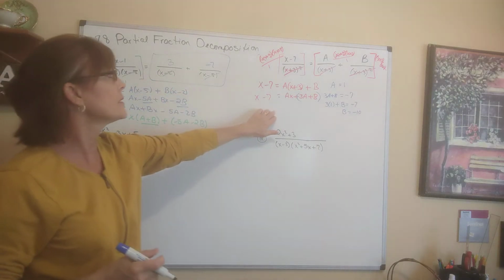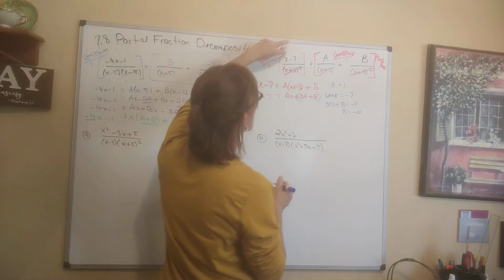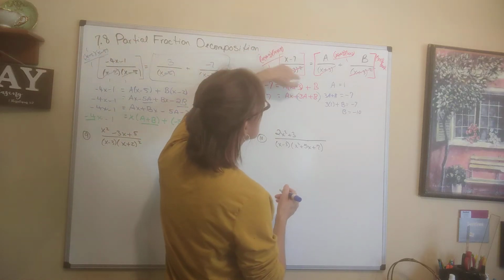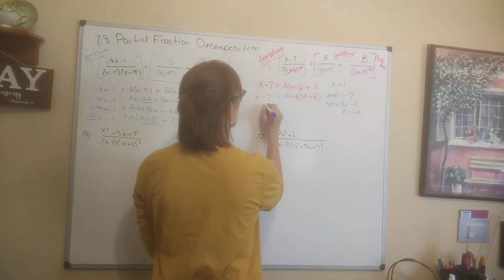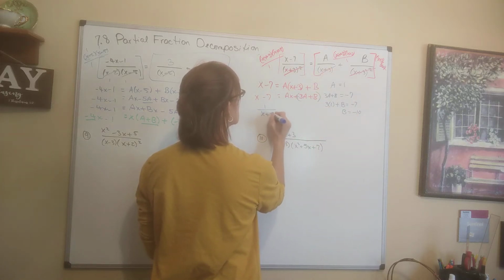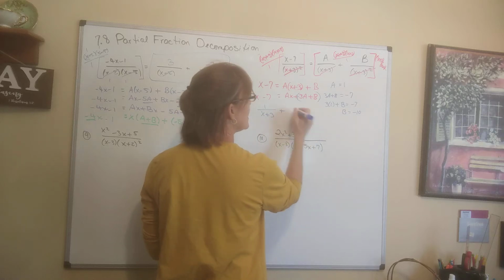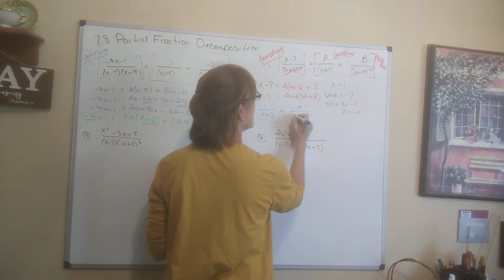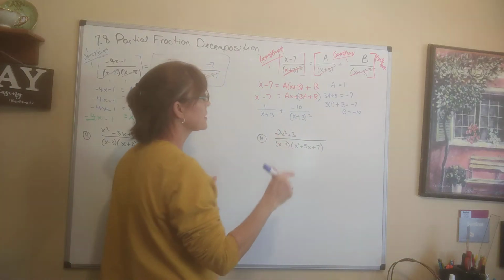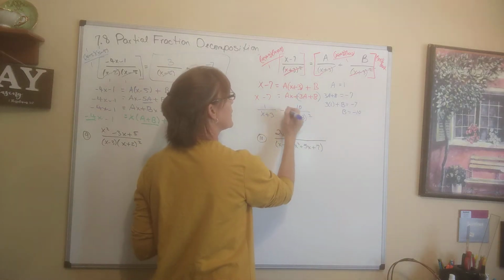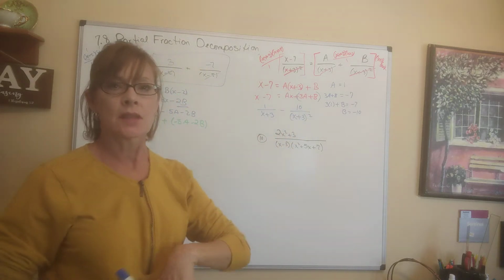So right here, I'm going to do it on this one. x minus 7 over x plus 3 squared is equal to, I'm going to write the final form, 1 over x plus 3 plus negative 10 over x plus 3 squared. This is a good way to write this also. This is acceptable. If I said minus this, that's the same thing.